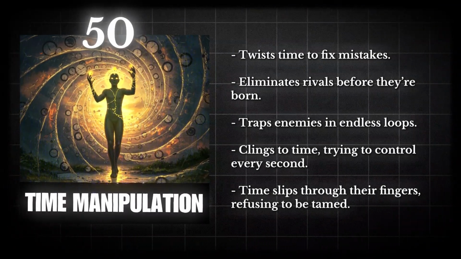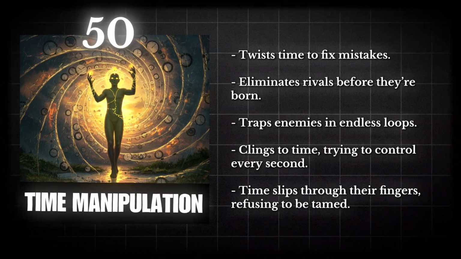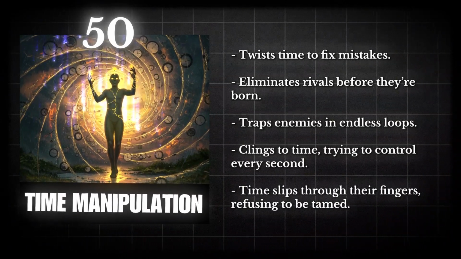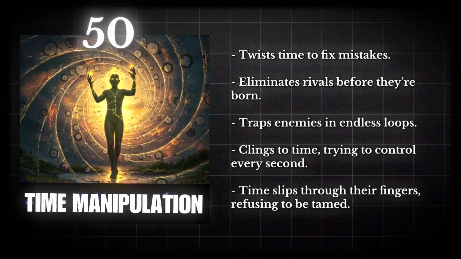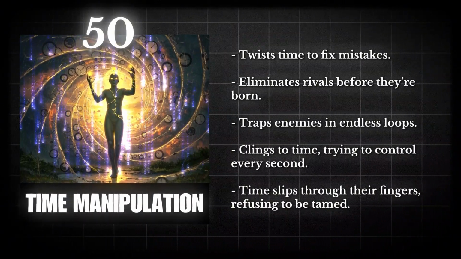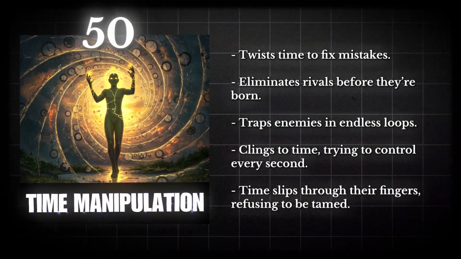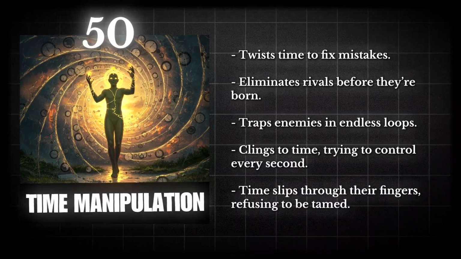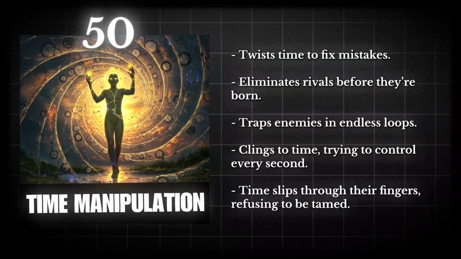50. Time manipulation. The villain twists the flow of time to fix mistakes, eliminate rivals before they're born, or trap enemies in endless loops. They cling to time, trying to control every second. But no matter how hard they try, time refuses to be tamed. It slips through their fingers like a river that can't be stopped.